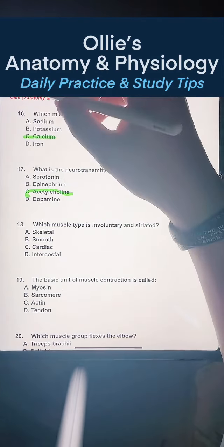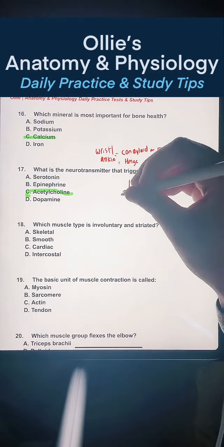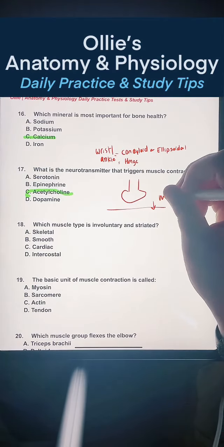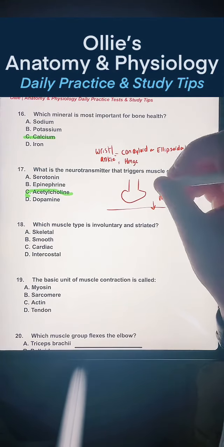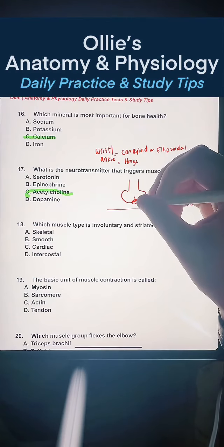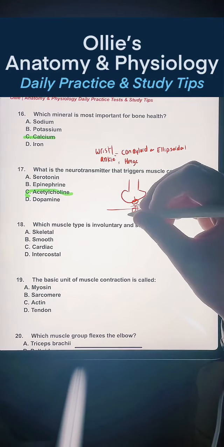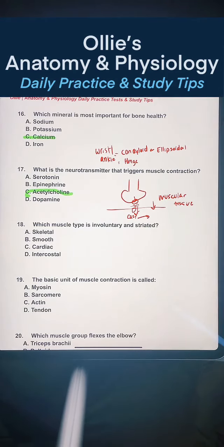The answer is C. It is acetylcholine. So acetylcholine is what gets released at the neuromuscular junction. If this is our muscular tissue, calcium is what basically helps the vesicle move for exocytosis. Acetylcholine gets released across the cleft, binds to receptors, allowing for the action potential to hit it. And then calcium again gets released, and that's what binds and goes on to form the muscle contraction.